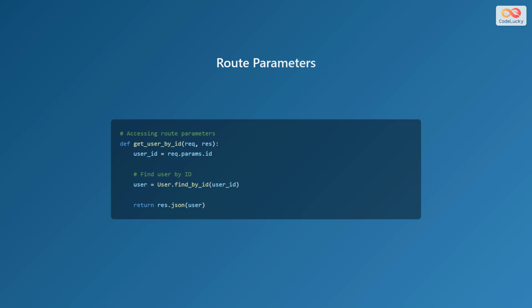Route parameters allow you to capture dynamic values from the URL. Here's how to access them. In the get_user_by_id function, you can access the user ID using request.params.id. This ID can then be used to find the user in the database, such as calling the user.find_by_id function. Finally, the user data is returned as a JSON response.